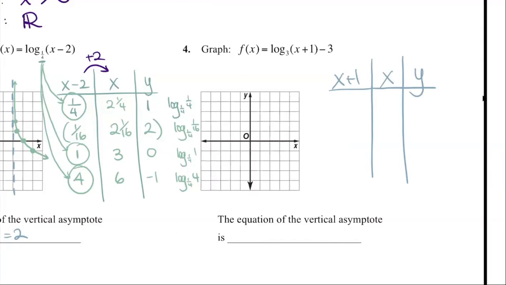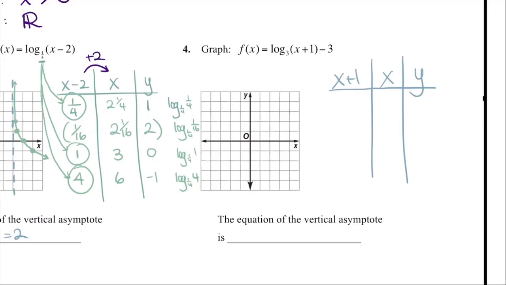Okay, good. Better. Good. Still waiting for more. What is the vertical asymptote? Oh, I have a question.